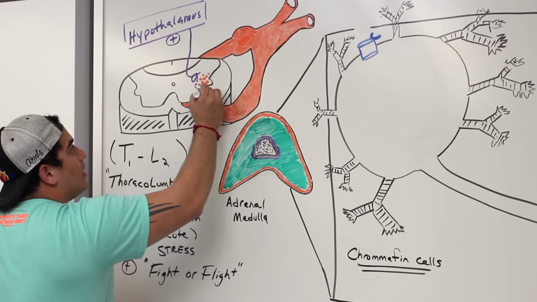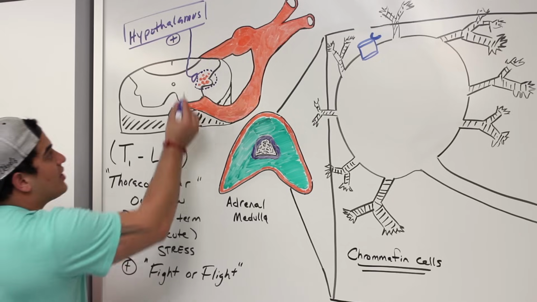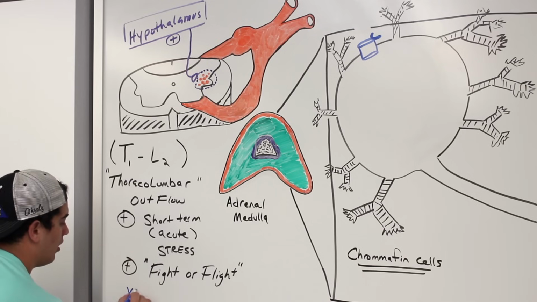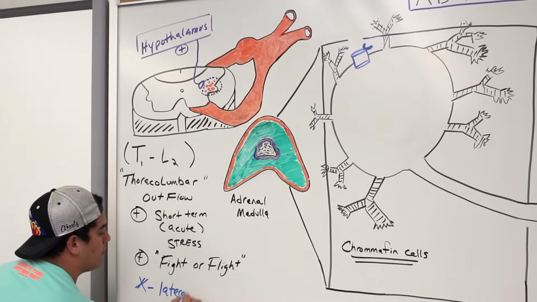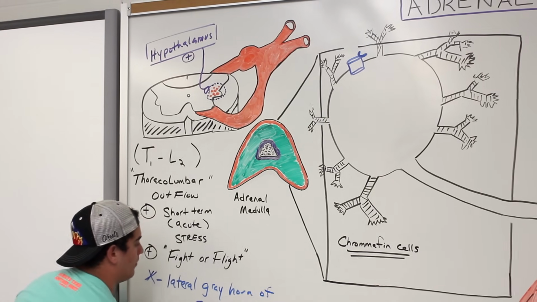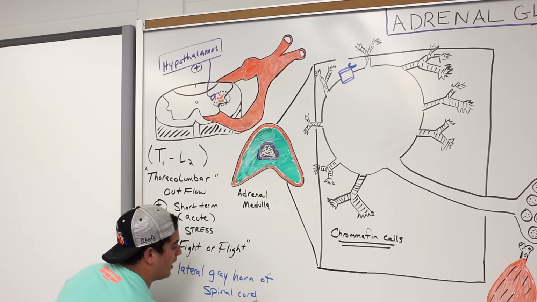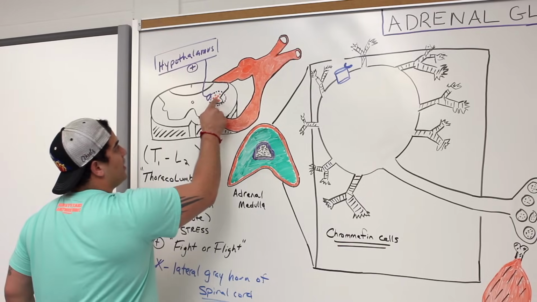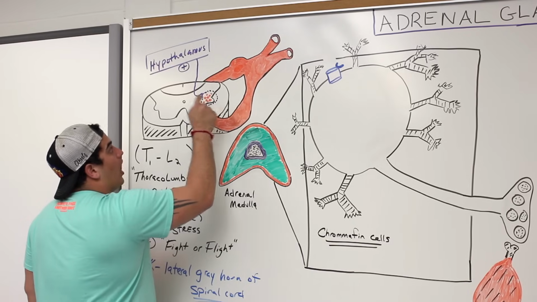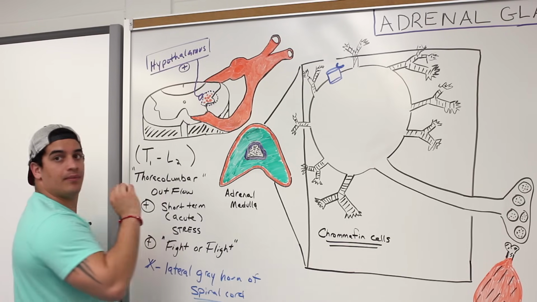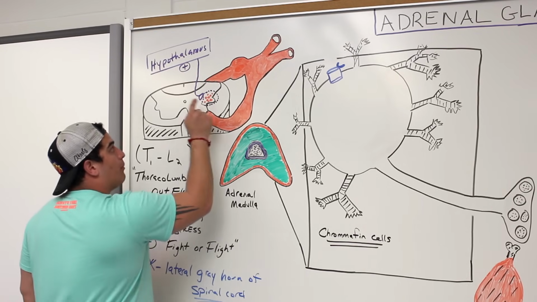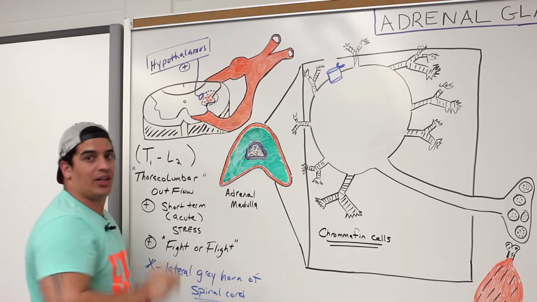You see this area? I'm going to dot around it. That area is specifically the lateral gray horn of the spinal cord. And in the lateral gray horn, you see these little orange-like structures? These little orange-like structures are the cell bodies of the preganglionic motor neurons. Again, one more time: these orange structures are the cell bodies of the preganglionic motor neurons of the sympathetic nervous system.